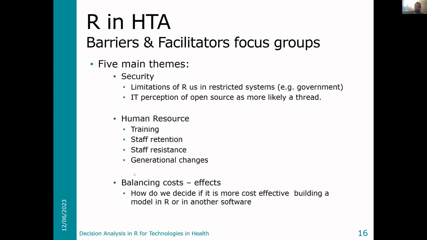But anyway, I said five things. I highlight six, and apologies. Another important issue identified was security: there are limitations of R in restricted systems. For example, governmental institutions might not allow open source software, or elements of open source software might make it harder to install packages and so on. So there's this element of open sourceness that sometimes makes it an issue with use in government. And there's this perception of IT sometimes that open source is more likely a threat.